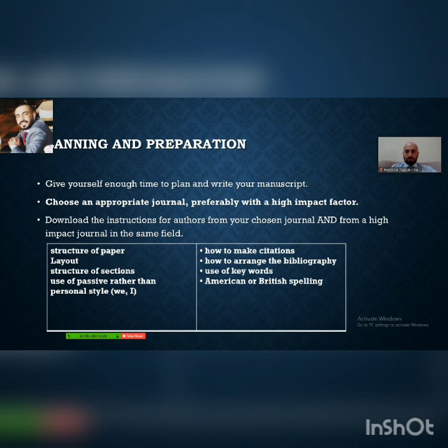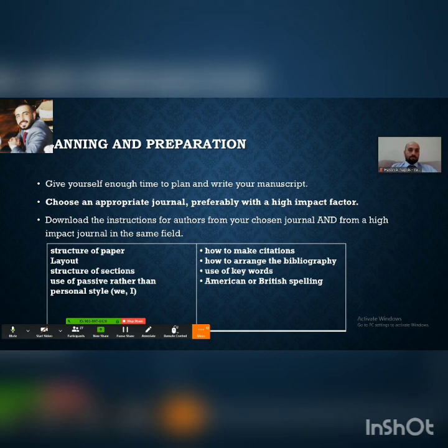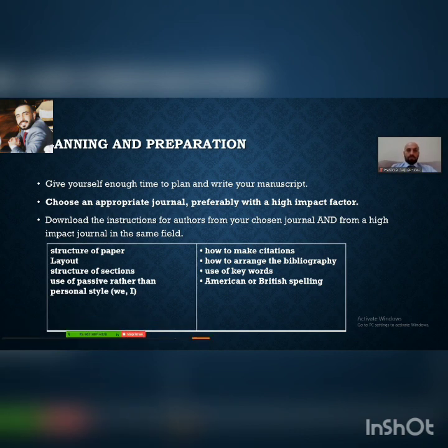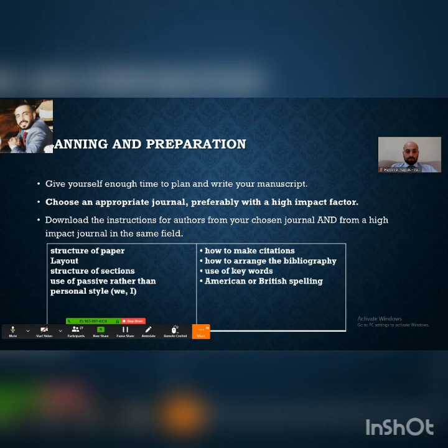This is not good, because you will face a lot of difficulties and obstacles. The first step, which I faced, like I see my friends, or when I was studying the master degree, my friends, they go directly, they want to publish in the journal, but they don't know what the rules and instructions of the journal itself are. So download the instructions for the authors from the chosen journal, from a high impact factor journal in the same field. You must know the guidelines that the journal wants.